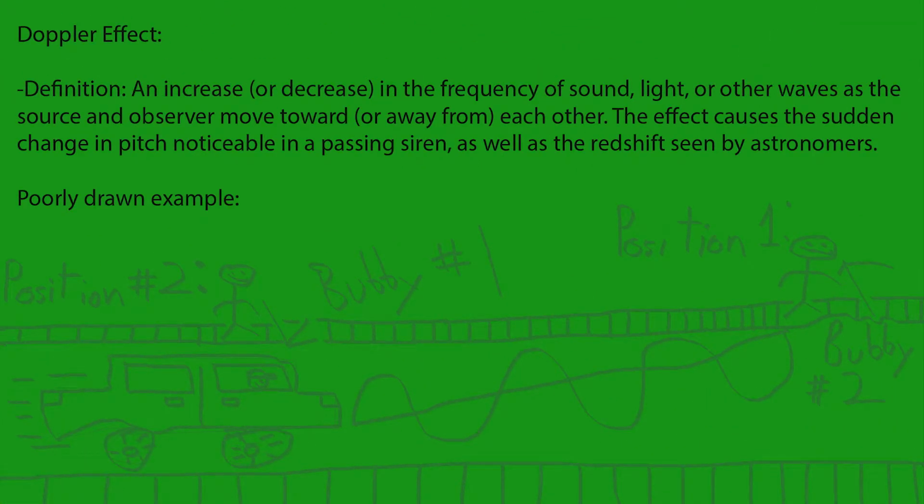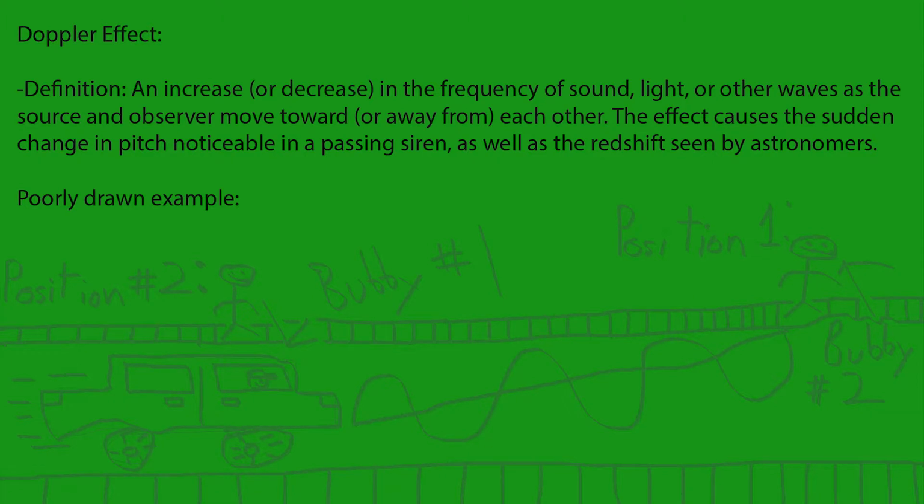Speaking of frequency, there's something called the Doppler Effect. The definition of the Doppler Effect is an increase or decrease in the frequency of sound, light, or other waves as the source or the observer moves towards or away from each other. This effect causes a sudden change in pitch noticeable in a passing siren, as well as the redshift seen by astronomers.